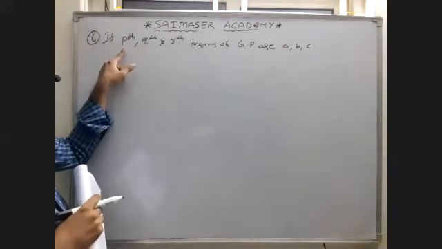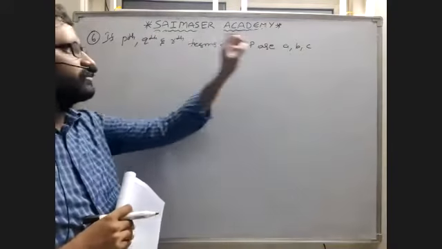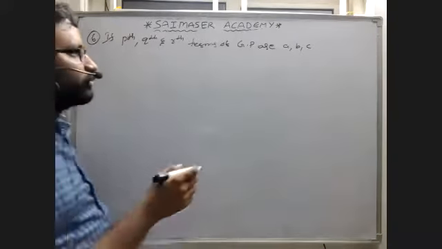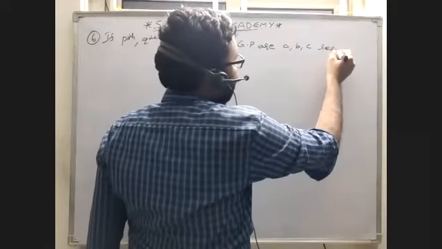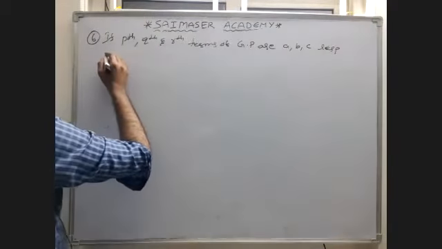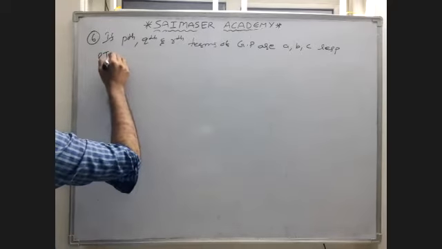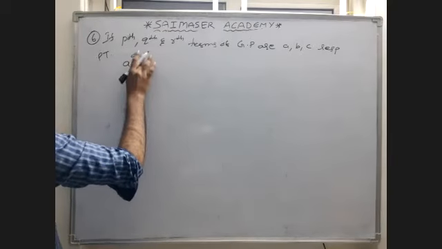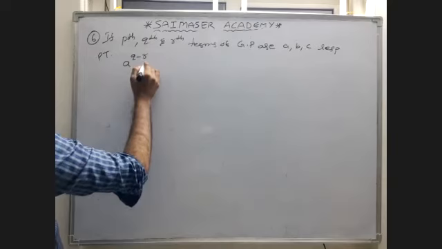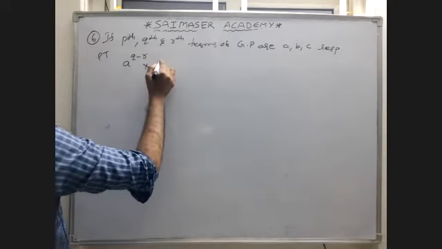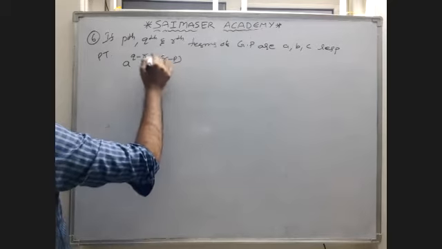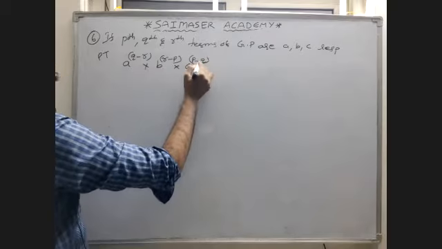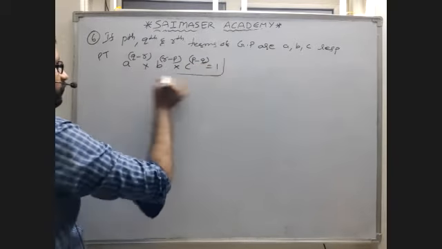What is the pth term? A. Qth term B, rth term C, respectively. Then what we have to prove? A power q minus r, sorry, q minus r, into B power r minus p, into C power p minus q is equal to 1. We have to prove this one.